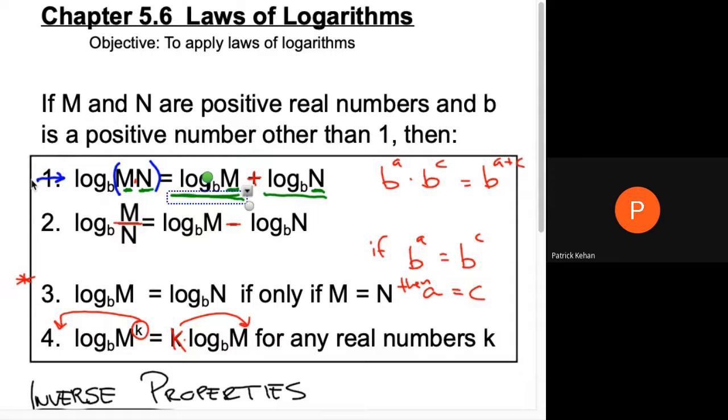Okay, this also works with quotients. Remember, quotients is division. Divisions are also represented as fractions. So this is log base b of m divided by n. It's a similar property to exponents. When you're dividing with the same base, you subtract the exponents.